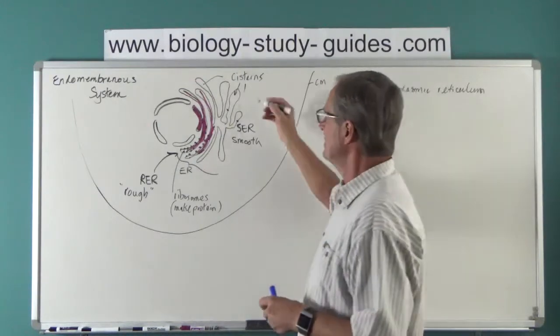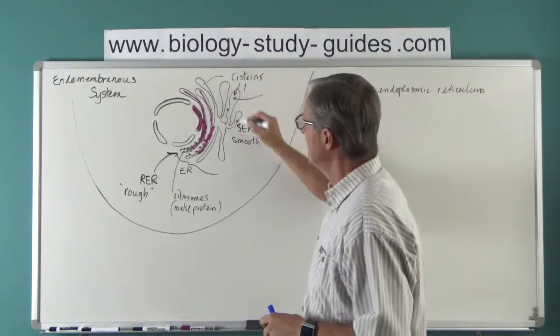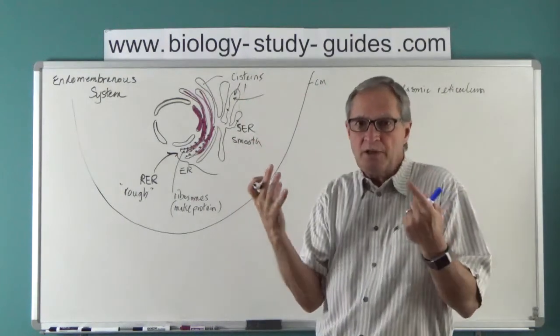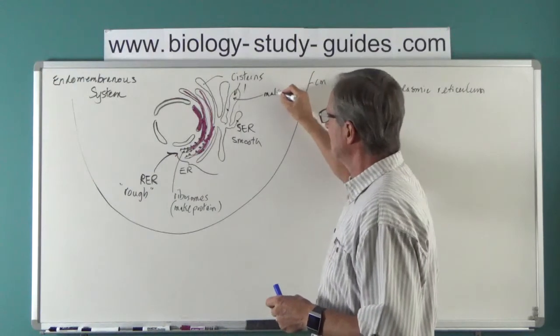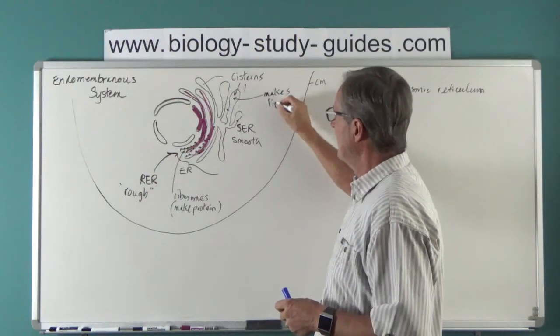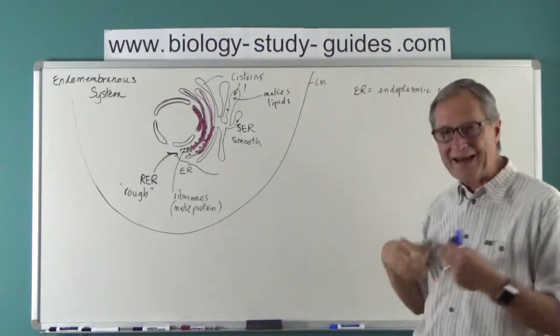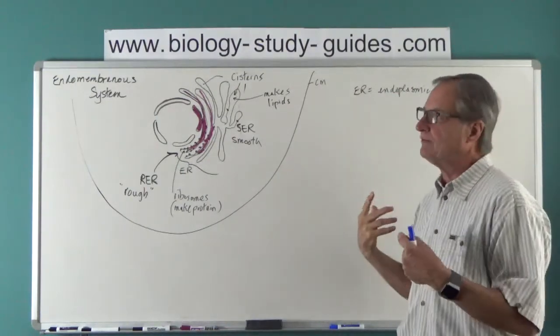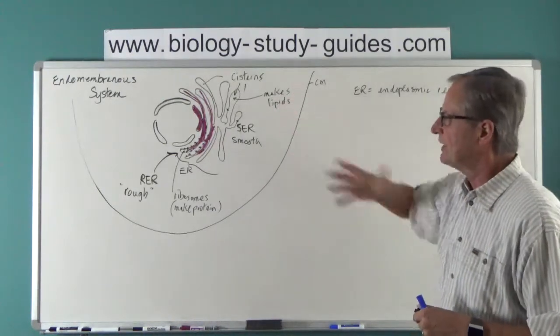What it does is, in this space in here, because it's a greater volume, it's actually enzymatic, and this space is where certain lipids get made. So phospholipids get made in there, and some fatty acids get made in there. Cholesterol gets made in there if it's a hepatocyte, a liver cell.